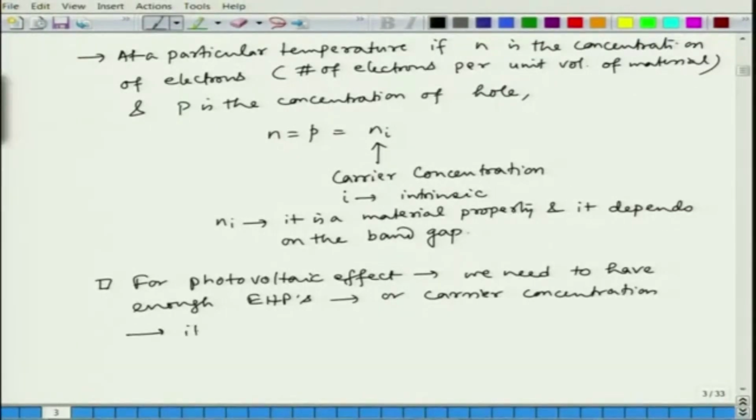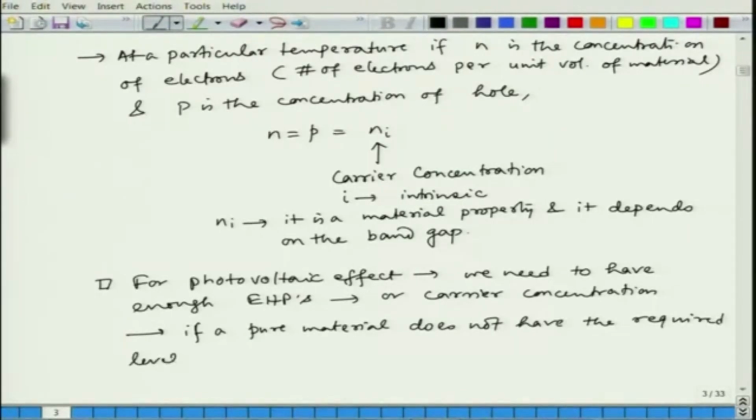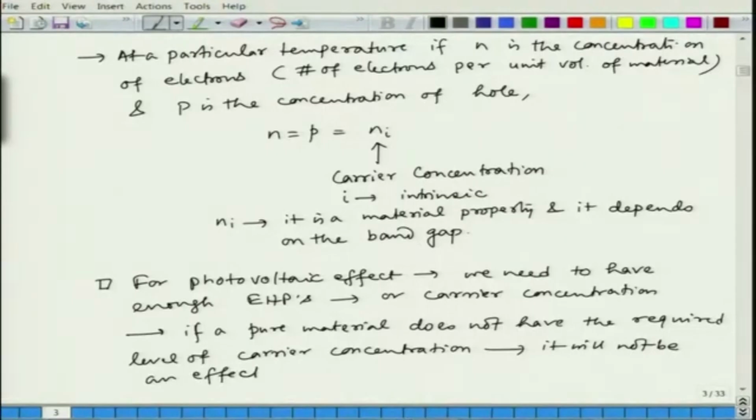So, if a pure material does not have the required level of carrier concentration, then it will not be an effective photovoltaic material. I will abbreviate it with PV, photovoltaic material.